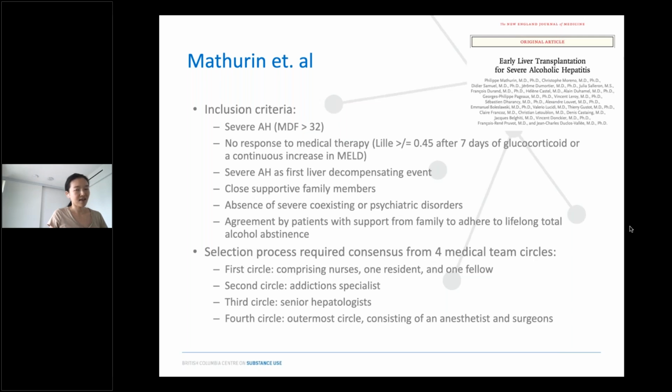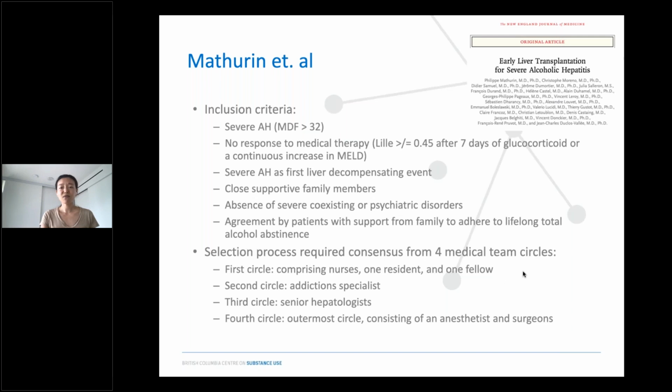It involved 7 transplant centers, and the number of people that were transplanted was 26. It involved highly rigorous selection criteria for patients who were not responding to steroids or were declining in health. The inclusion criteria were that you had to have severe alcohol-associated hepatitis with Maddrey discriminant function more than 32. You had to be shown to not be responding to medical therapy. The presentation of acute liver failure had to be the first liver decompensating event. And then you have to have the proper psychosocial supports. There cannot be severe untreated psychiatric disorders, and there has to be a commitment from patients and family for lifelong total abstinence from alcohol.